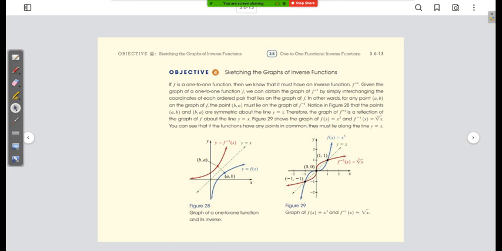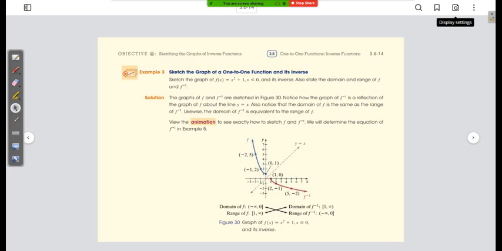Same thing over here. If we took this blue line, which looks like this, and mirrored it across the line y is equal to x, then we get the red line. And that's how we draw the inverse function. That's it. We just mirror it. This is an example of it.